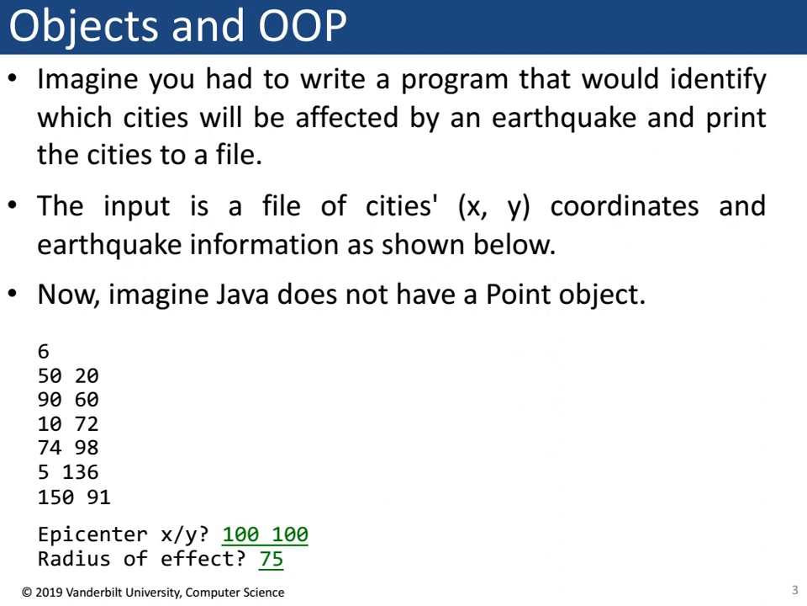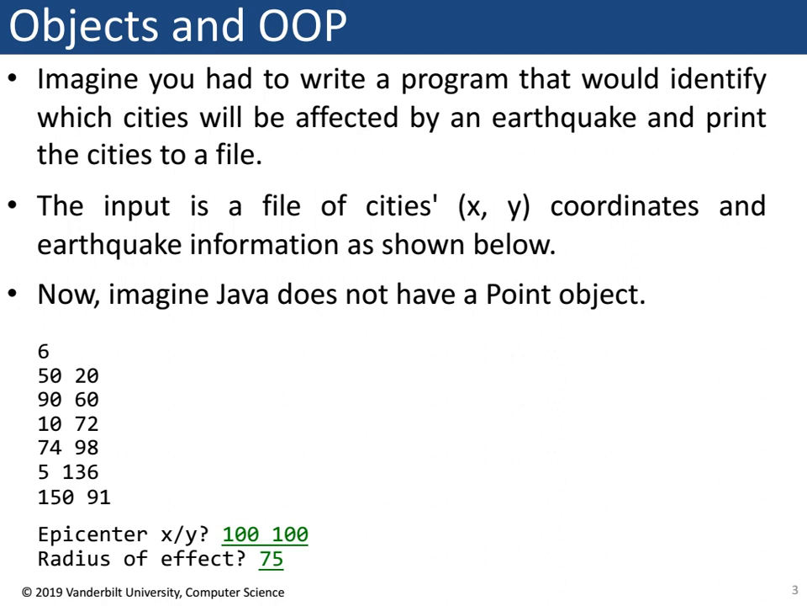So there's a city at X value 50, Y value 20, that'll be affected, 90, 60, 10, 72. And there's a total of 6 cities that are affected by the earthquake. Then it'll also print out the epicenter of the earthquake. And the way that it decides if a city is going to be affected or not is if the city is within a distance of 75 from the epicenter of the earthquake, then it's affected. So each of these cities is within that radius of effect.